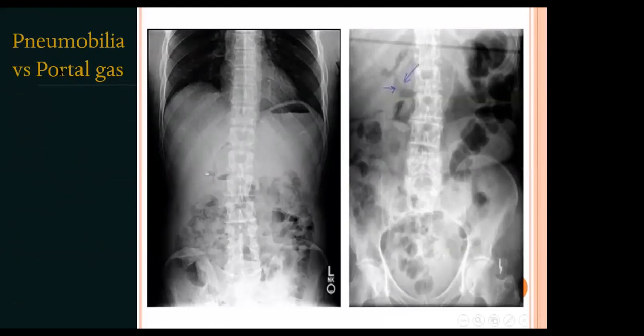It's very important to differentiate between pneumobilia, which is the presence of gas inside the biliary tree, and presence of gas inside the portal system. Regarding the pneumobilia, the gas has a wide diameter. It is centrally located and branching in nature, while in the portal system, it reaches the more peripheral part and it has a narrow diameter.